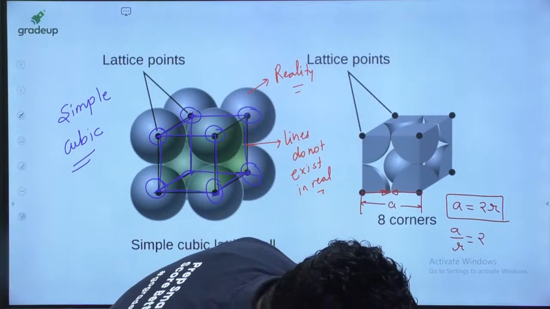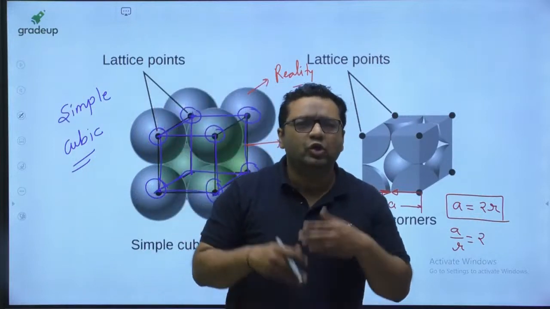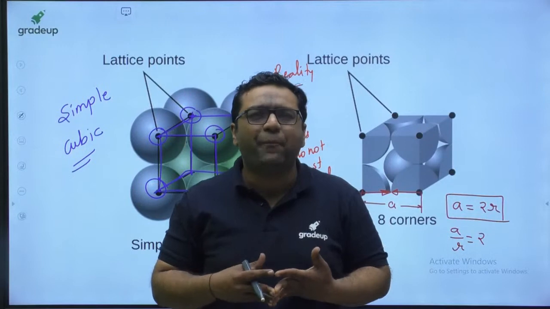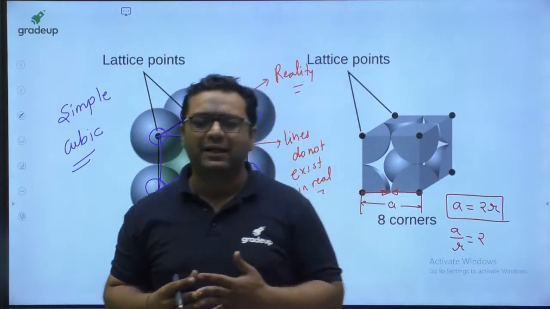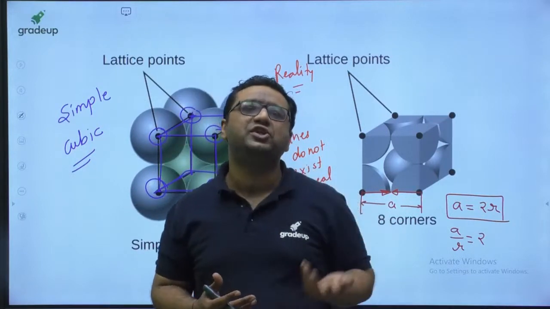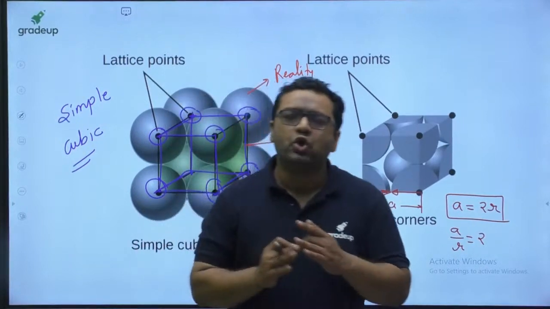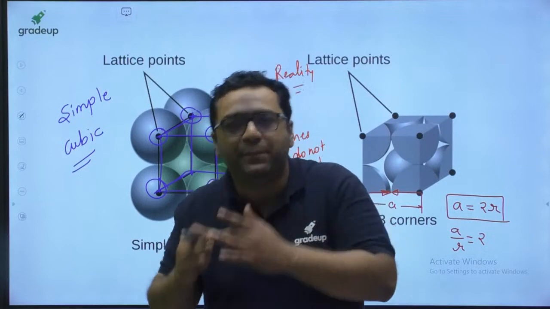And when I say density variation, what do you mean by that? I would like to say there is a property known as allotropy. Allotropy is nothing but different materials showing different crystal structures at different temperature and pressure.